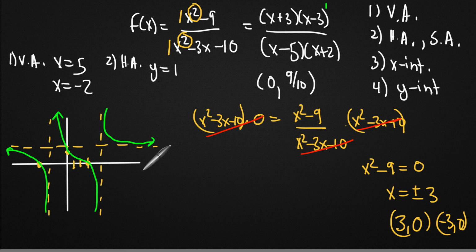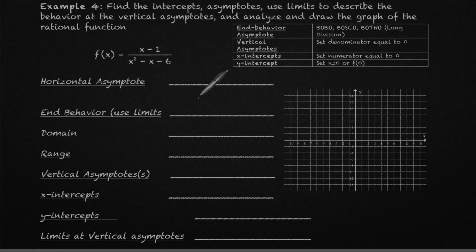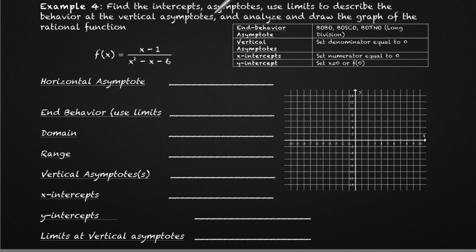All right, let's try another example. Let's follow the same pattern and work on example 4. We have x minus 1 over x squared minus x minus 6, and we want to sketch the graph of this. What is the horizontal asymptote? We have a bigger power on the bottom, x squared, than we do on the top, x to the first. So this is going to be our bigger on bottom, 0, Bobo. So y equals 0.